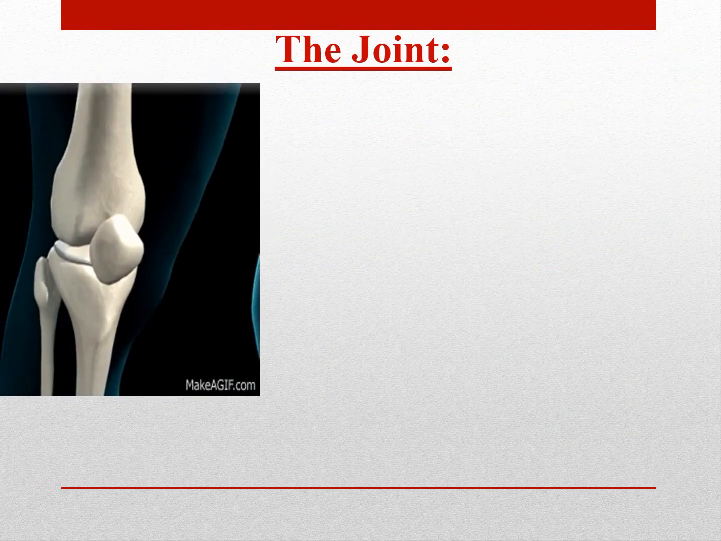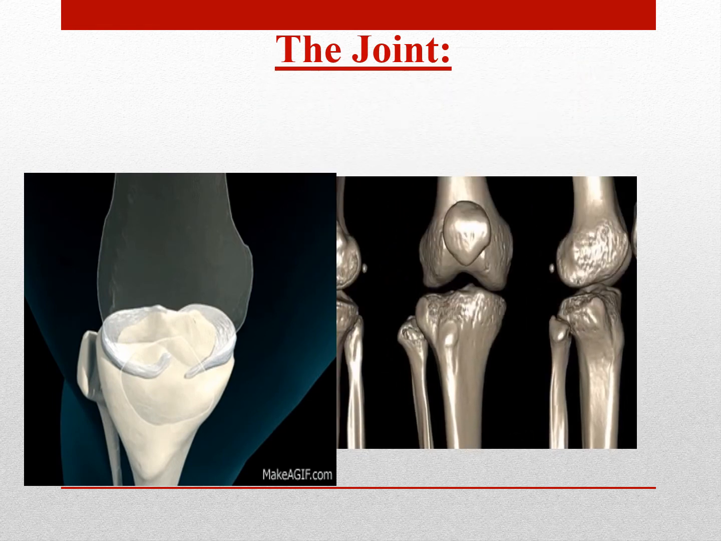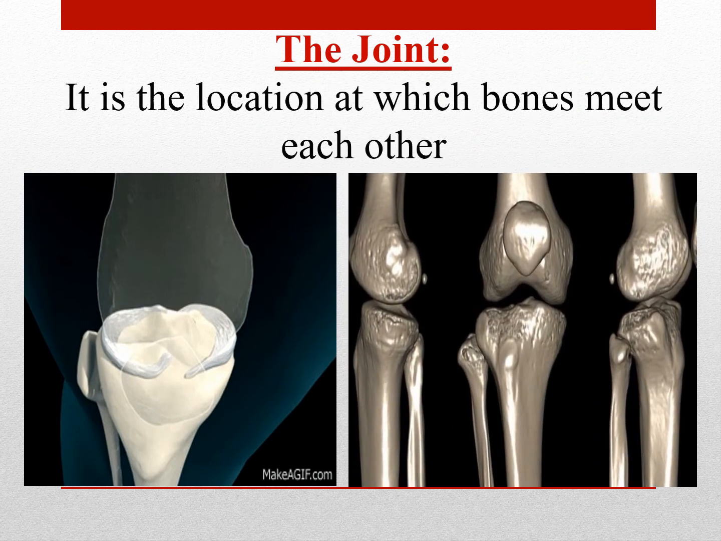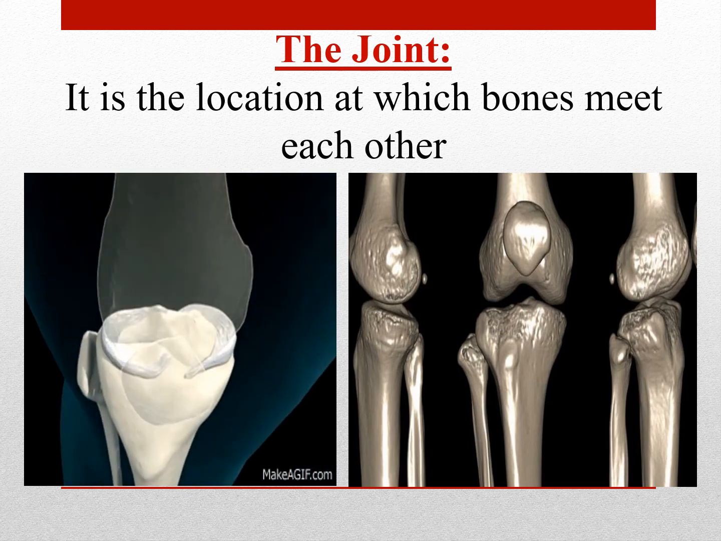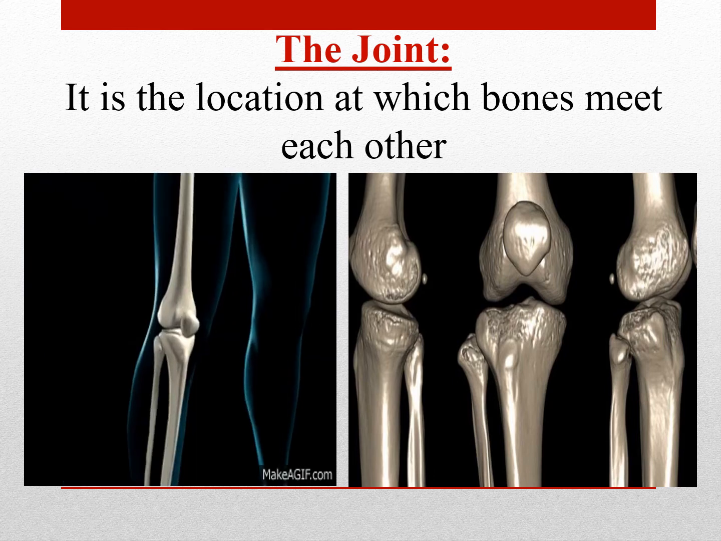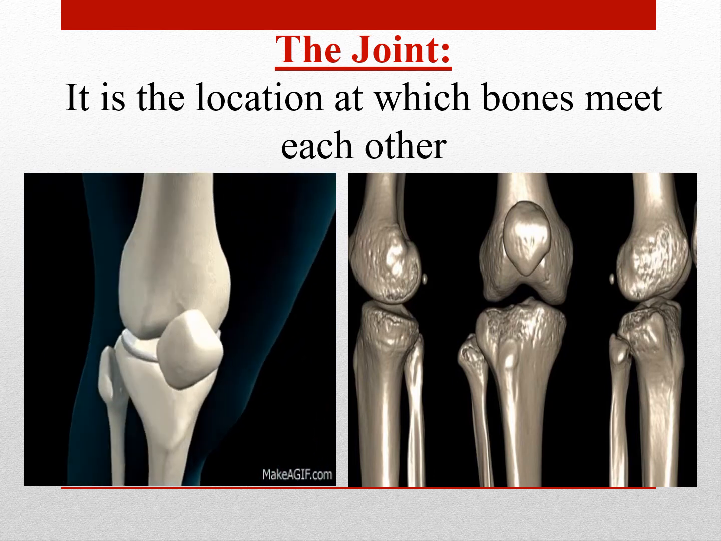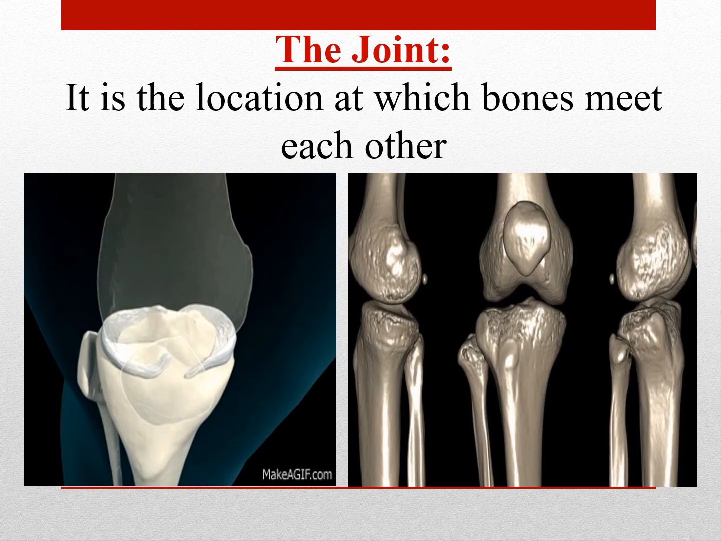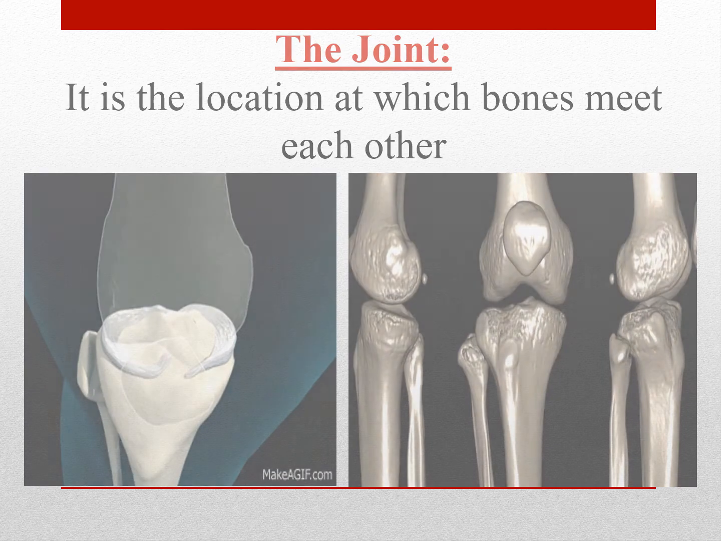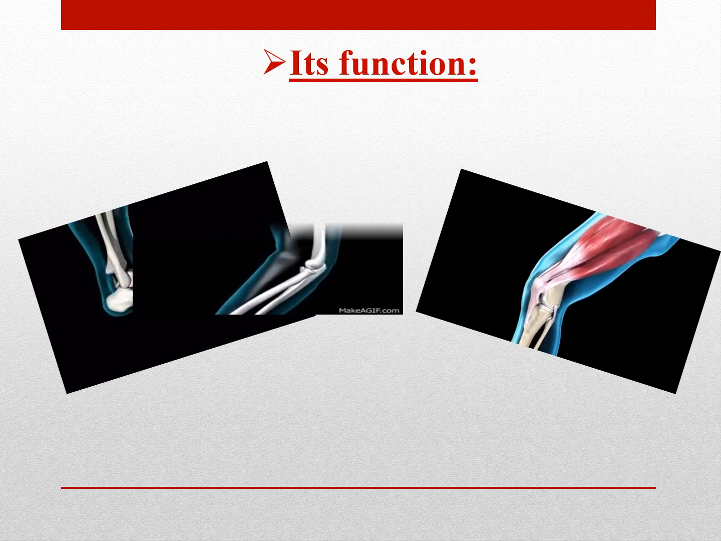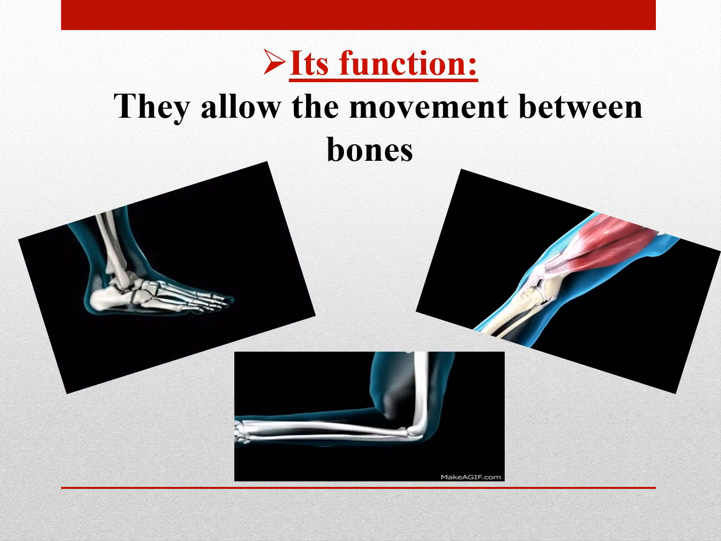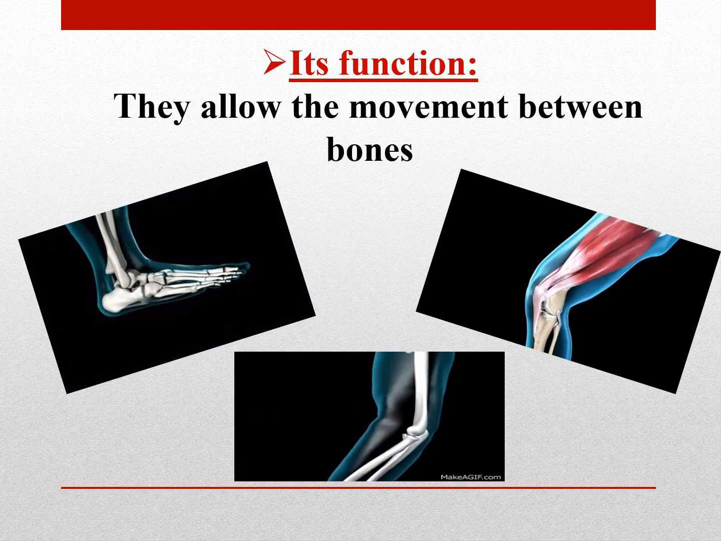Now I'm going to talk about the joints. What are the joints? The joints are the location at which bones meet each other. Again, when two bones meet each other, they form a joint. Now, what is the function of the joints? For sure, the joints are very important for us. They allow movement between bones, like that.